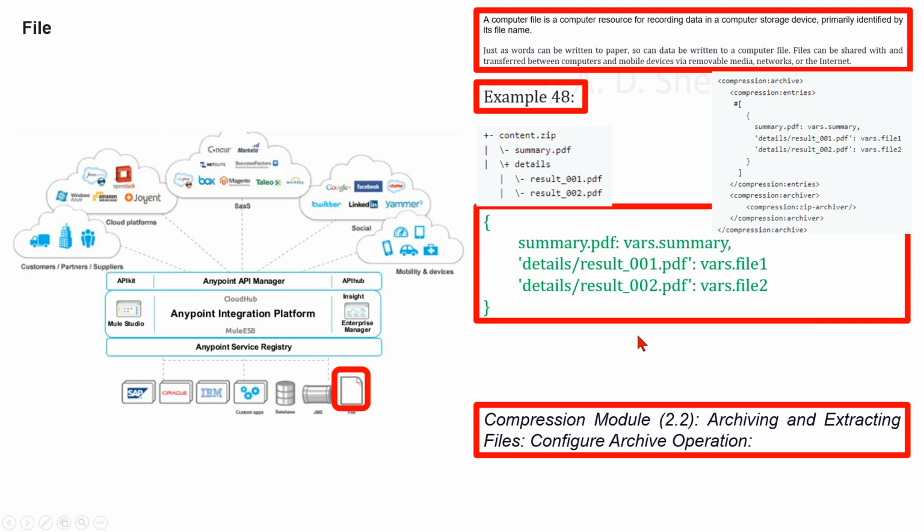In Studio, drag the Archive operation into your flow. In the Set entries DataWeave script, define each name of the entry compressed as the key and the content of the entry as its value. In the configuration.xml editor, the configuration looks like this.